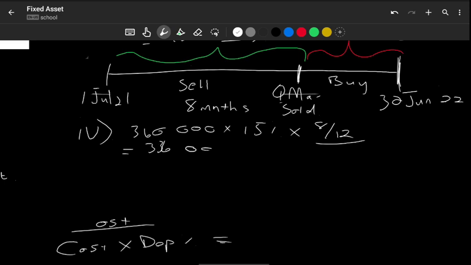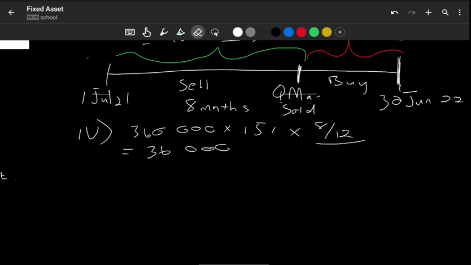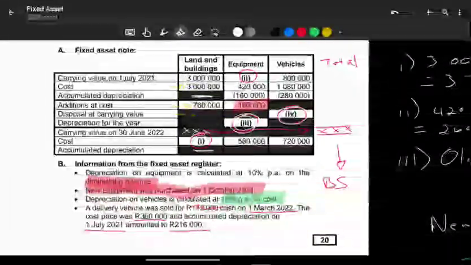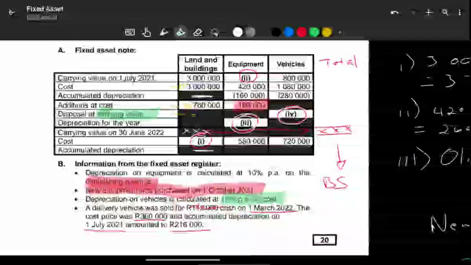36,000 rand. Sorry. 36,000 rand, right? That is the depreciation for this vehicle for the current financial year, right? And then now you're going to calculate what was the amount that it was disposed for, right? Remember here it says, it even tells us disposals happen at carrying value.